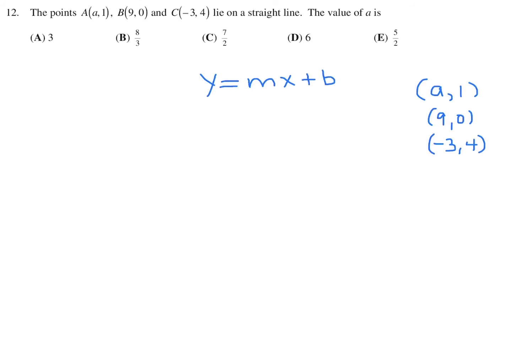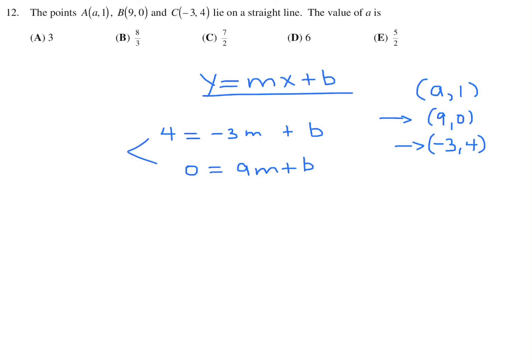So where do you want to start? I'll just start right there. So substitute that point in when y is 4, x is minus 3. So there we go. Oh, I put in the x twice. All right, plus b. And then I'll substitute this guy into y equals mx plus b. So that would be 0 is equal to 9m plus b. So these two equations, probably subtract them, and you'll be able to get m.